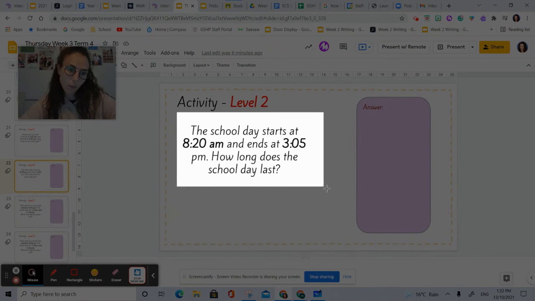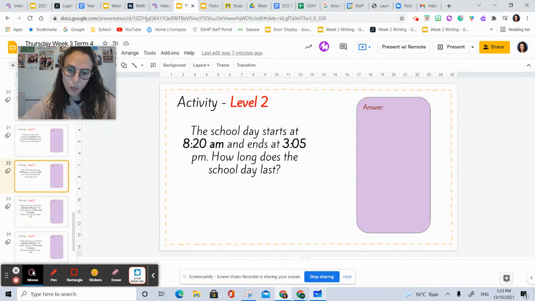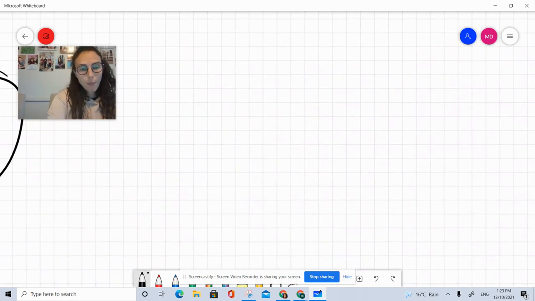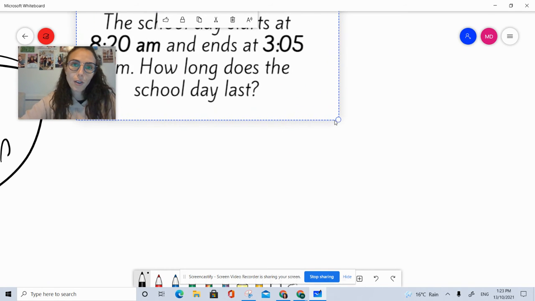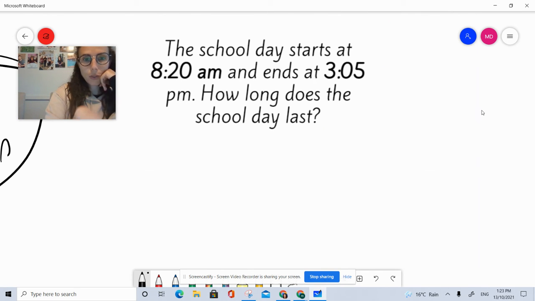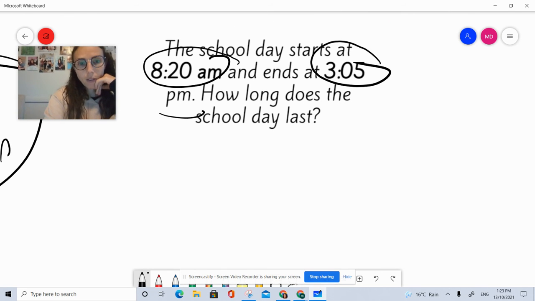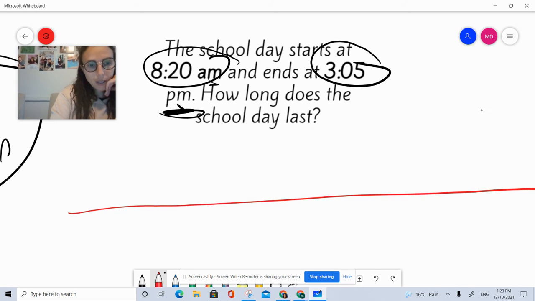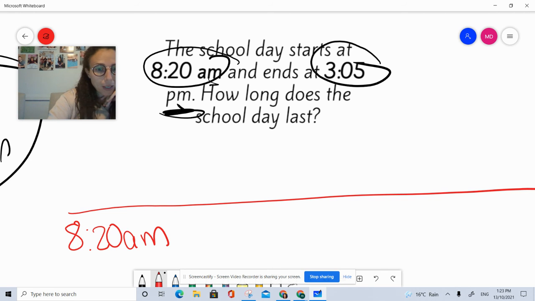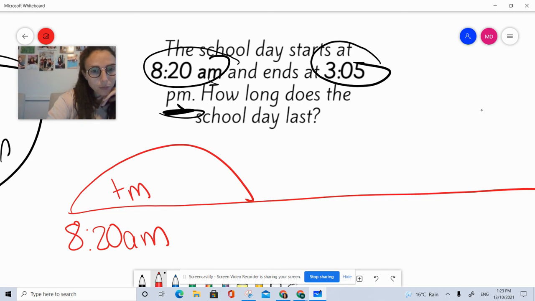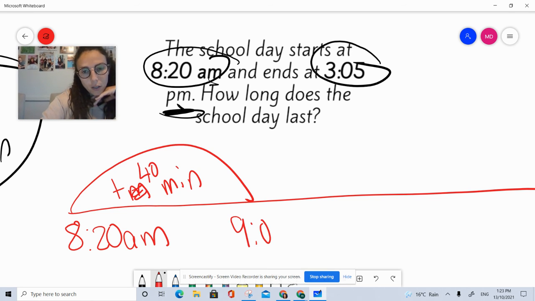This one's a bit tricky, so I'm going to just give you a strategy. I'm not giving you the whole answer, and I think my timer might actually cut out while I'm doing this one. Okay, we know that we're looking at a start time, which is 8:20, and an end time of 3:05 from a.m. to p.m. So if I have my number line, I start at 8:20. I'm going to get to the next hour, which is 40 minutes. So if I add 40 minutes, I'm going to get to 9 o'clock.